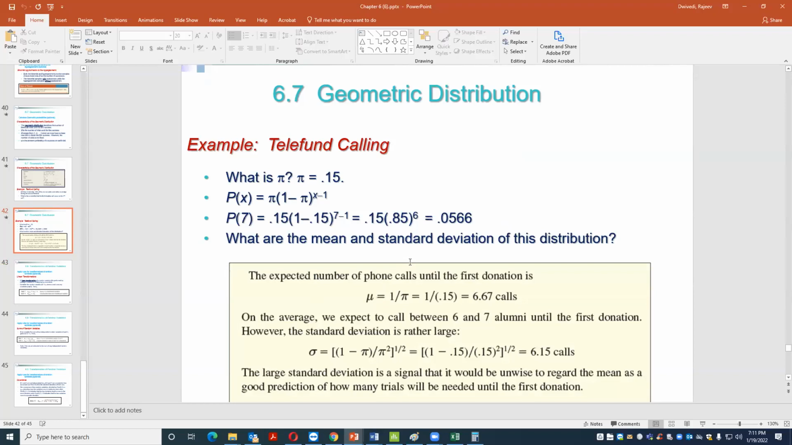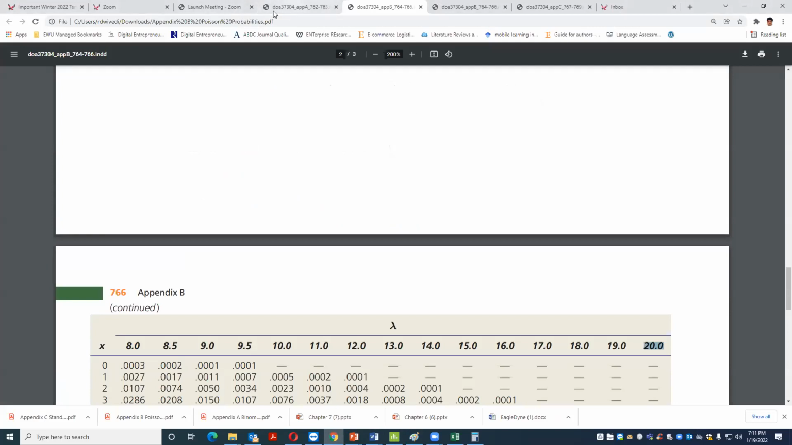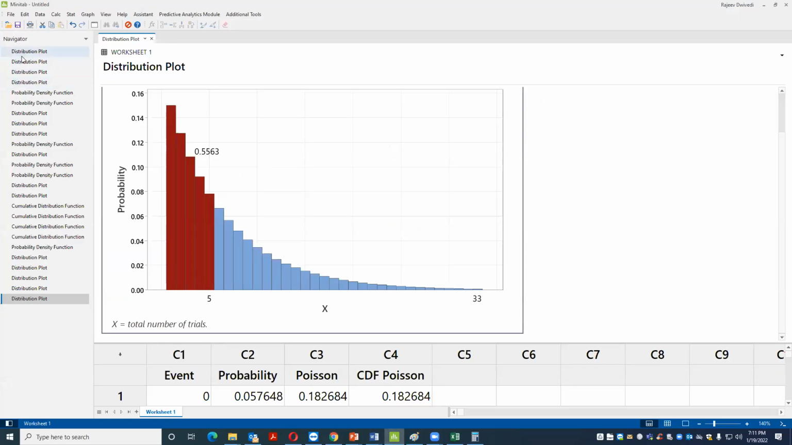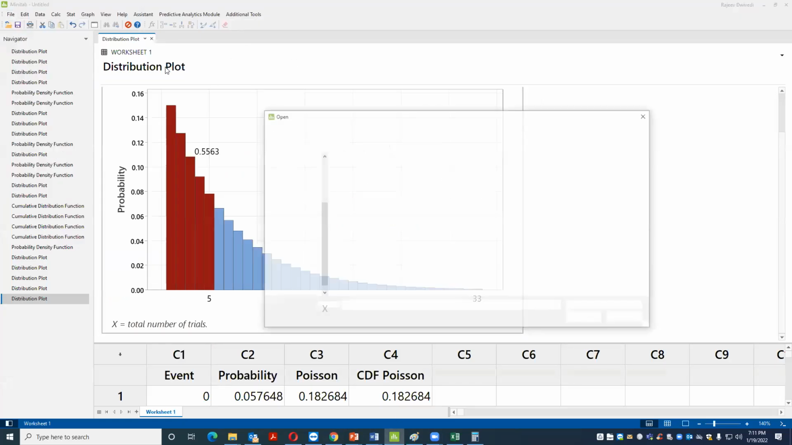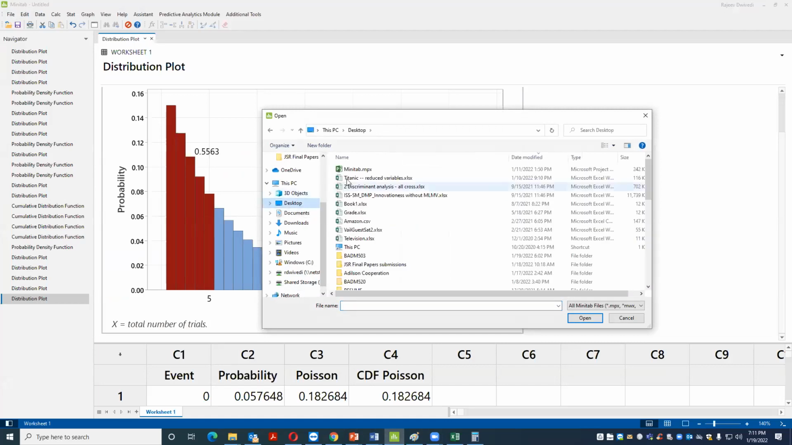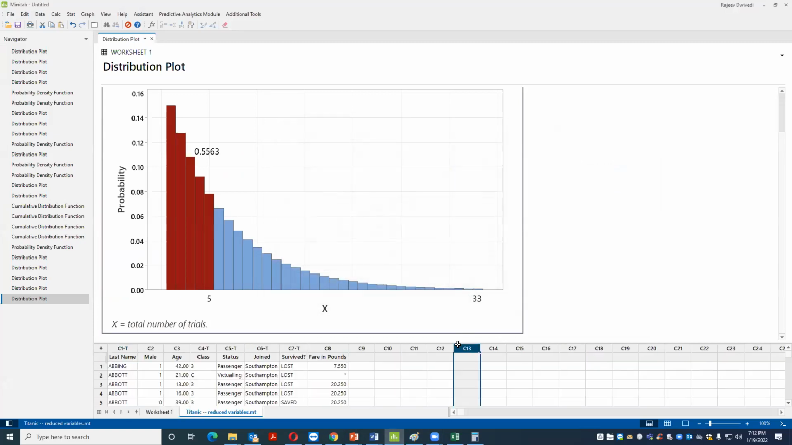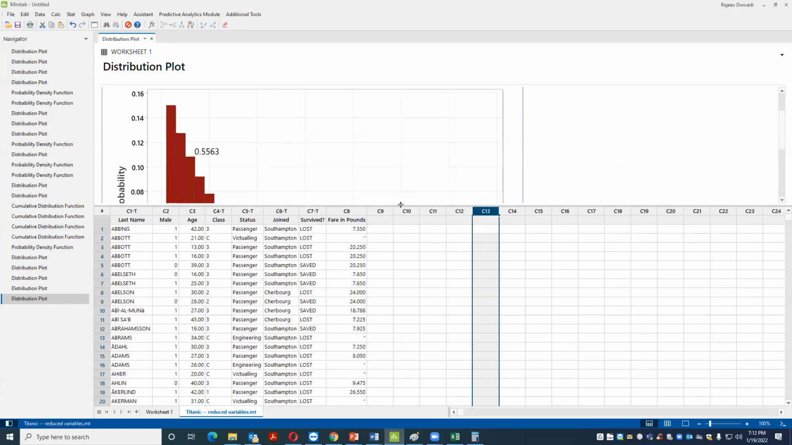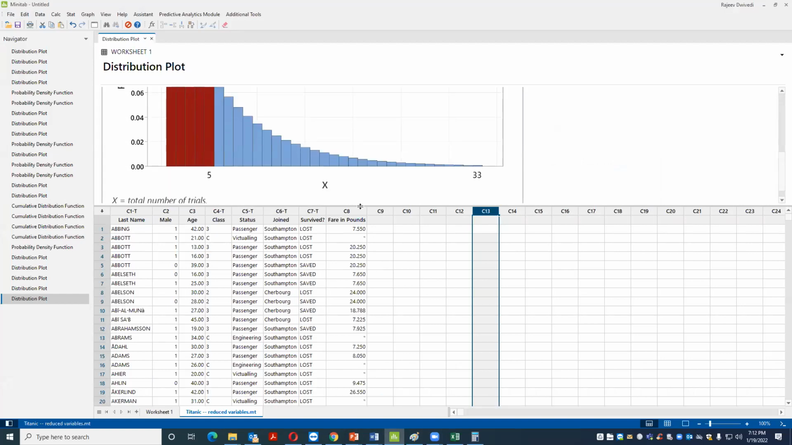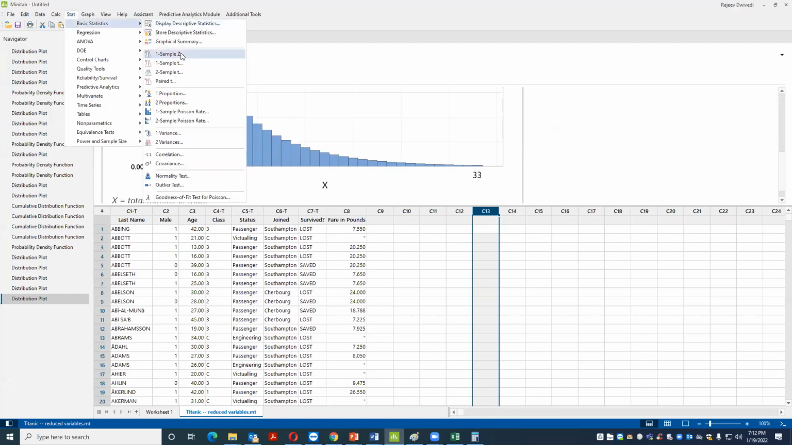If not, let me go to the last 4 questions of the last module. Where am I? I think I have the data right here somewhere. I don't remember the question, but for example, this is age. I'm going to do basic statistics of age.